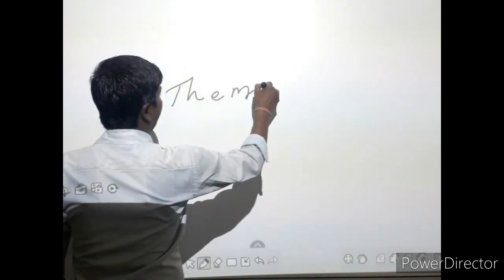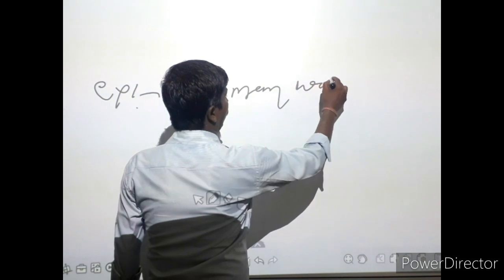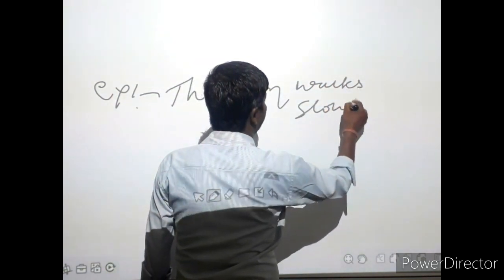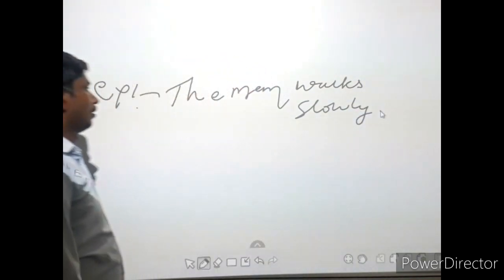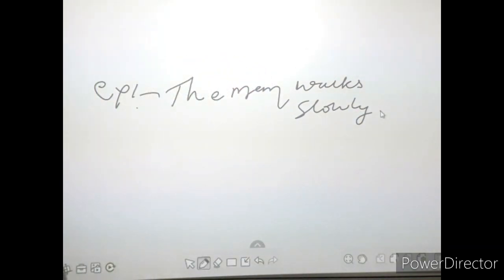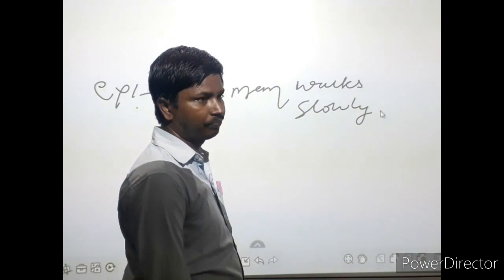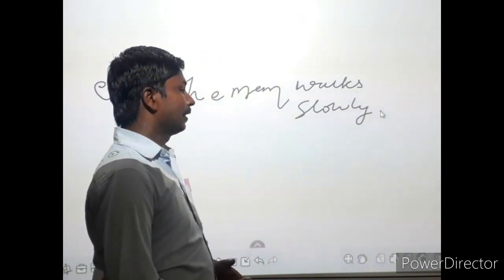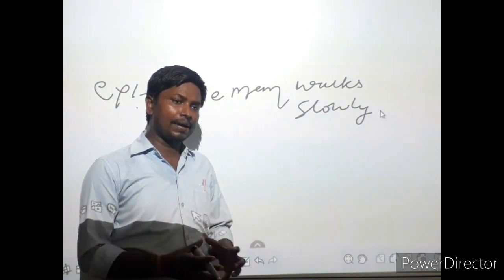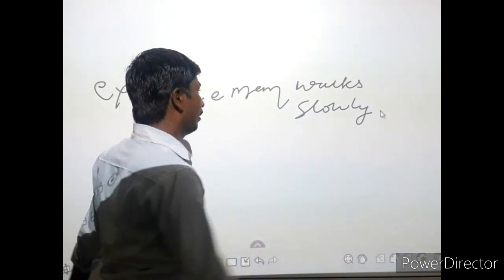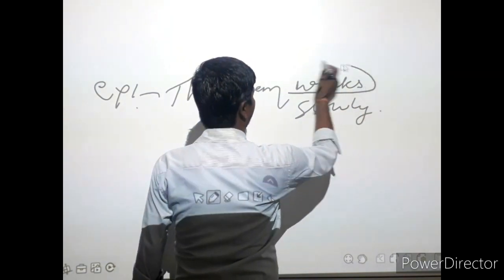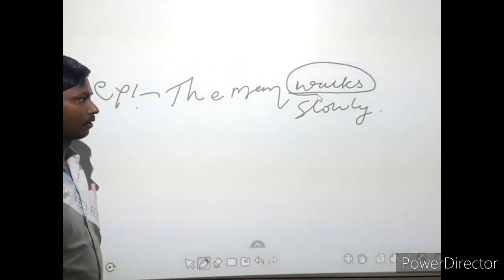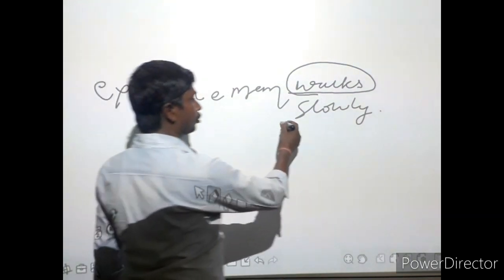Here you can see the example. The man walks slowly. According to the definition, as I have told you, an adverb describes or modifies a verb or an adjective. Here you can see this is a word that is known as a verb. And here is the word slowly.